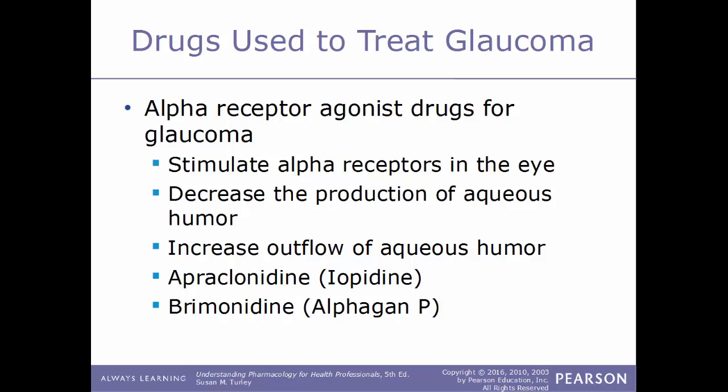Another class of drug that could be used to treat glaucoma are the alpha receptor agonists. These work to stimulate the alpha receptors within the eye. And by doing so, this will decrease the amount of aqueous humor that's produced. And in addition to producing less aqueous humor, there's an increase of outflow of aqueous humor. And some examples of this type of drug: apraclonidine, which is sold under the name Iopidine, and also brimonidine, which is sold under the name Alphagan P.